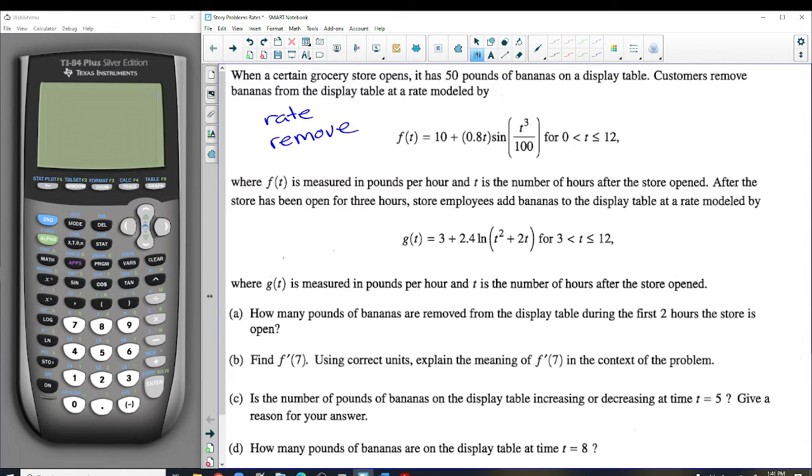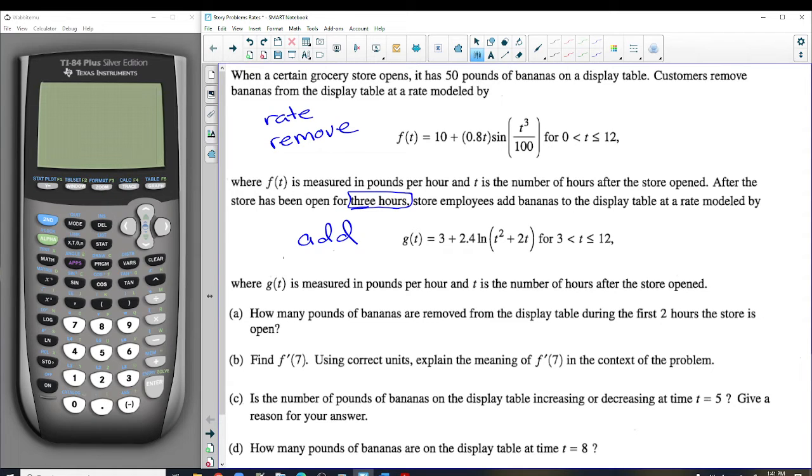rate modeled by G of t. So what stuck out for me after 3 hours? It's that after 3 hours, they started adding. G of t is measured in pounds per hour and t is the number of hours after the store opened.